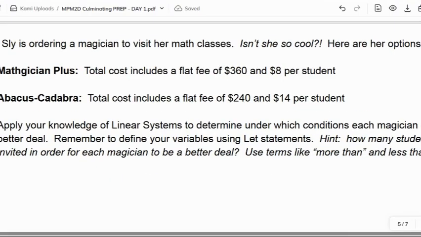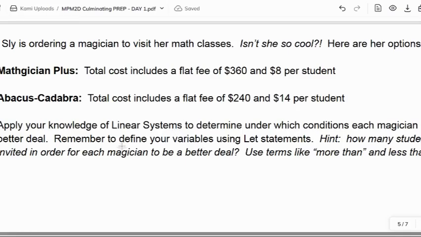So in this question, now we build on it even more, right? This is the hardest question in this series because in this case, I don't give you the equations. So now I have to come up with an equation and apply my knowledge of linear systems to determine under which condition each magician offers the better deal. This is when I just have to do everything.